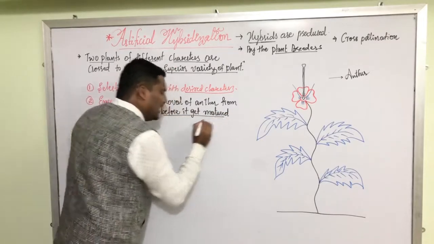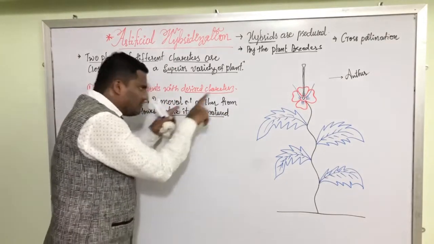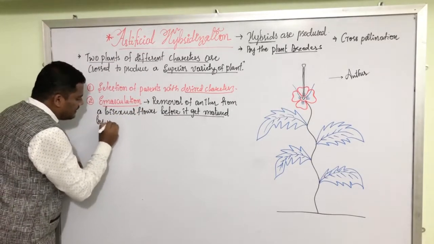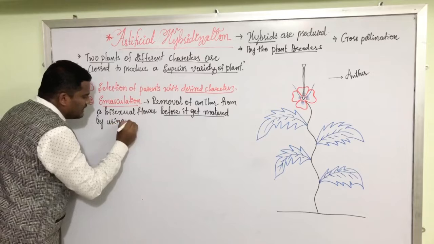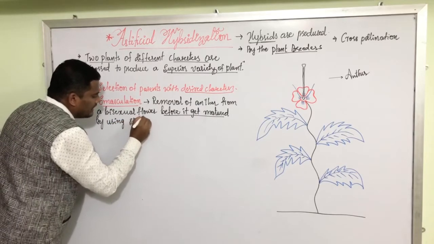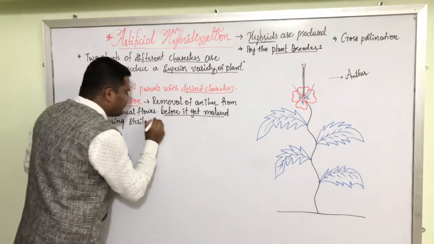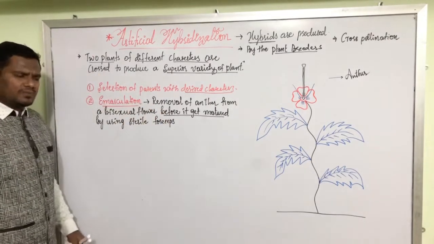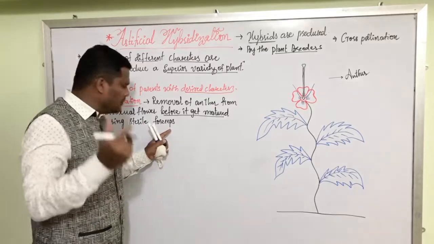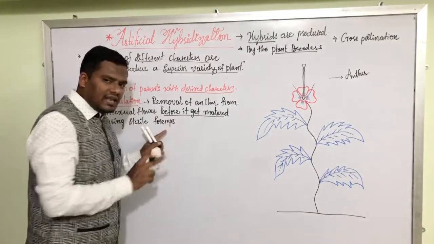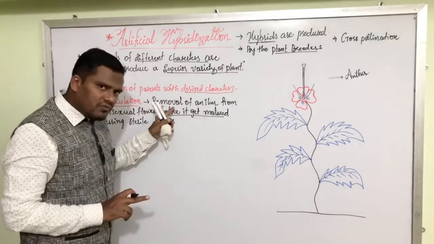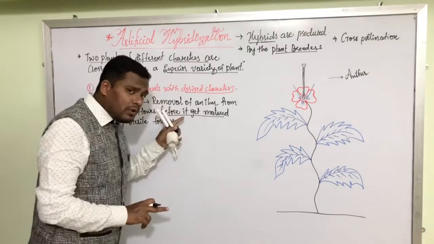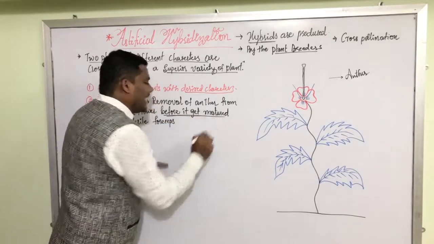Before the maturity, we are removing the anther from a bisexual flower by using sterile forceps. These forceps are there in our dissection boxes. By using the sterile forceps, we are removing the anthers from a bisexual flower, before they are getting matured.